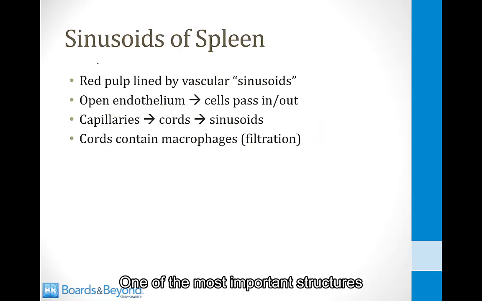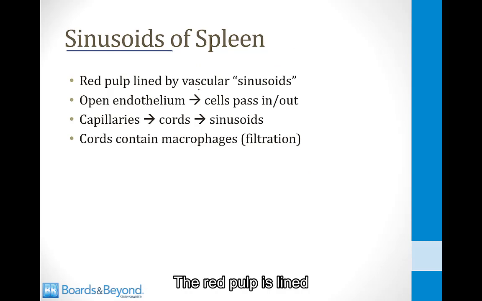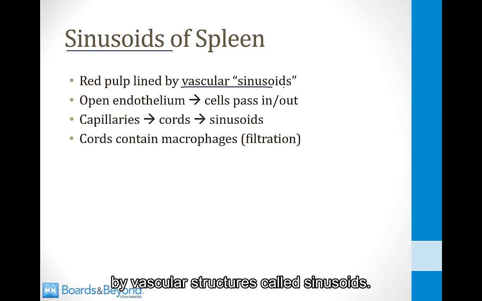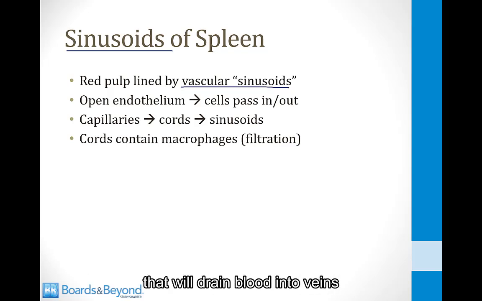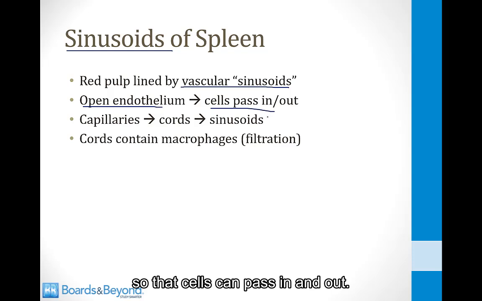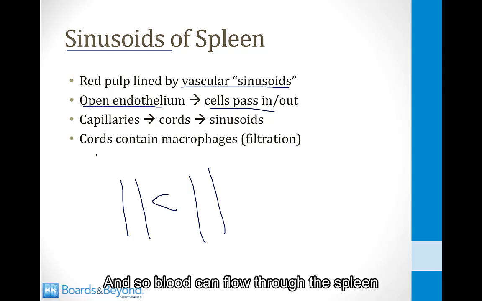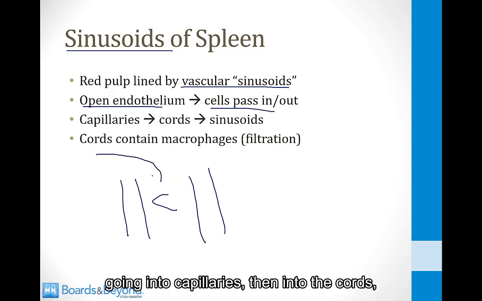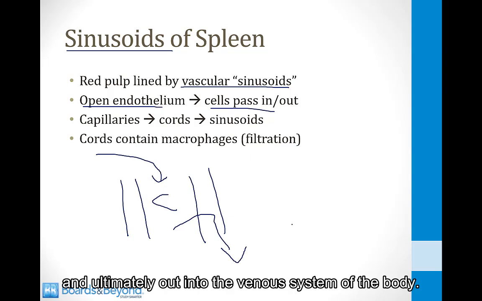One of the most important structures in the red pulp of the spleen are the sinusoids. The red pulp is lined by vascular structures called sinusoids. These are essentially modified venous structures that will drain blood into veins, but they contain an open endothelium so that cells can pass in and out. The sinusoids are vessels like this, and they're separated by spaces called cords between them. And so blood can flow through the spleen, going into capillaries, then into the cords, and then into the sinusoids, and ultimately out into the venous system of the body.